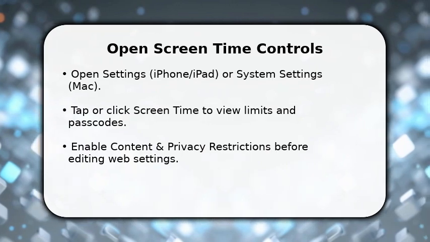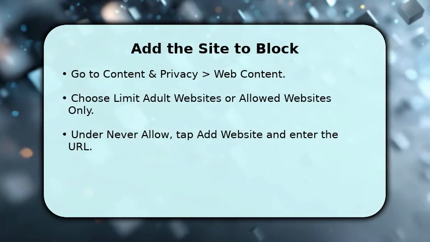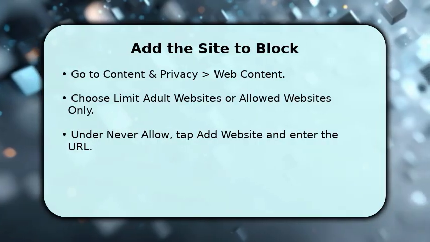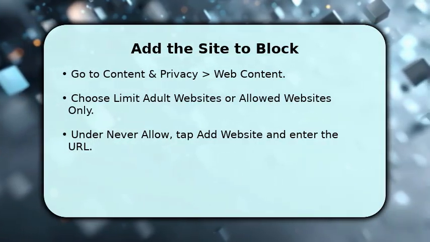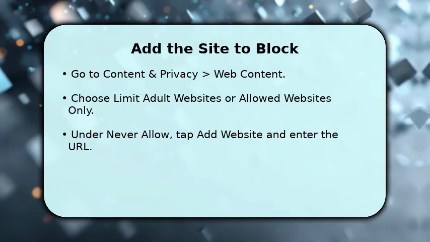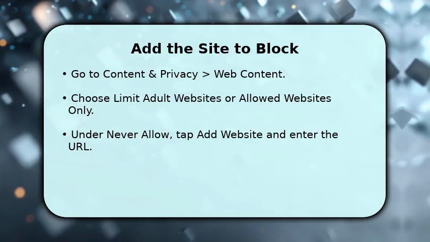Once done with restrictions, navigate to Web Content Settings so you can pick a blocking mode. You choose Limit Adult Websites for mixed blocking or Allowed Websites only for strict whitelists. Pick the mode that fits your need.